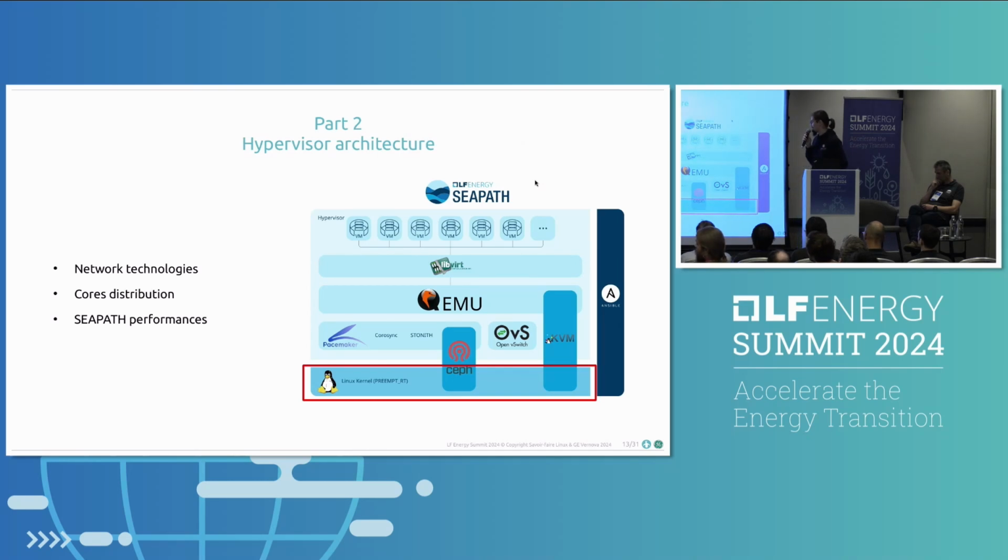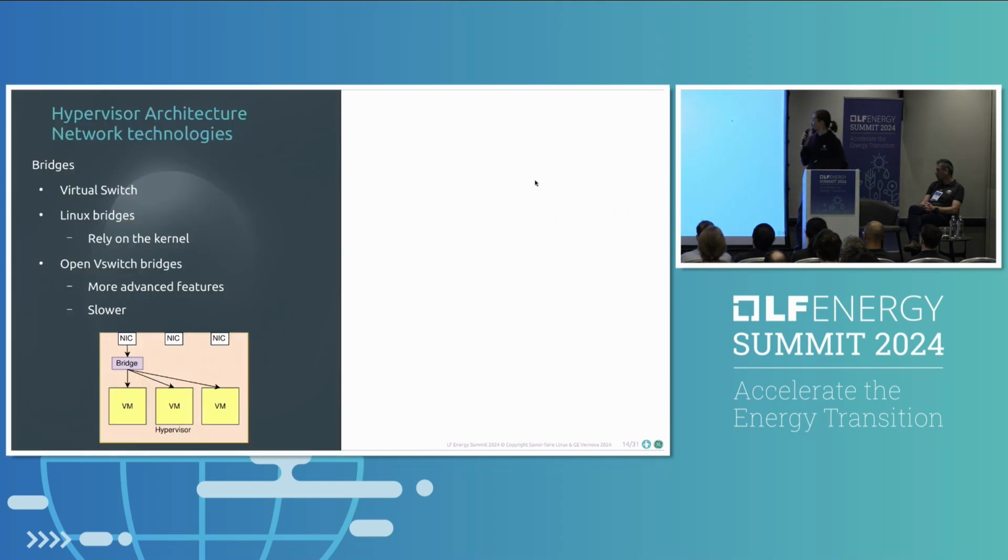Okay, now let's talk about the hypervisor architecture and what tools of Linux we use to provide all the functionalities I have described before. First, network technologies. There are two main ways to provide network to the virtual machines. The first one is bridges. Bridges are basically virtual switches.